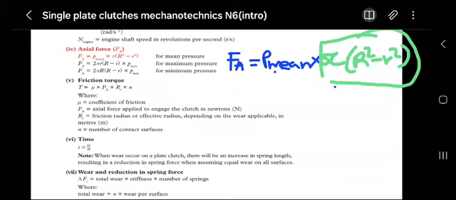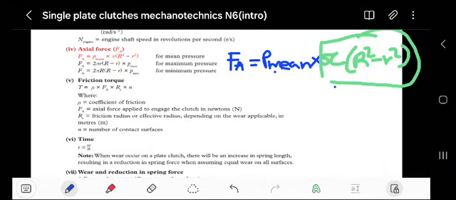Then we have a second formula here. As you can see, axial force is equal to 2 pi r into (R minus r) multiplied by P max. Okay, and then we have this P mean. We'll discuss this for maximum pressure and minimum pressure when we deal with the question. You'll understand when dealing with the question.